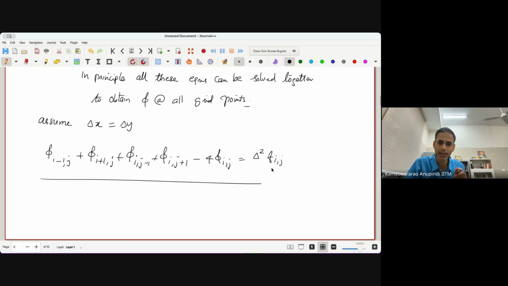For each grid point ij. Now how do I solve for this? We know that we are going to get one such equation for each grid point. So then, how do I solve for this thing? Essentially, we end up with a matrix, right? Wherein I can write all the phi values one by one as a column vector.